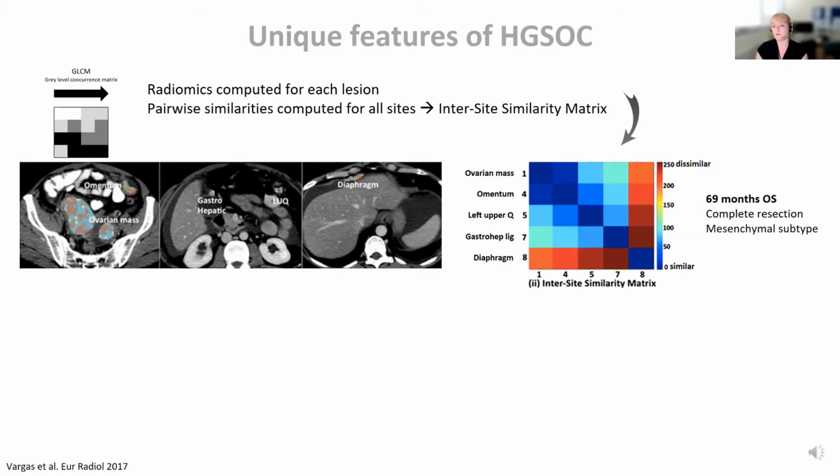And this is a patient where we see only very few red squares, and this patient survived for 69 months and reached complete resection during surgery. So this was a patient with a relatively good outcome.